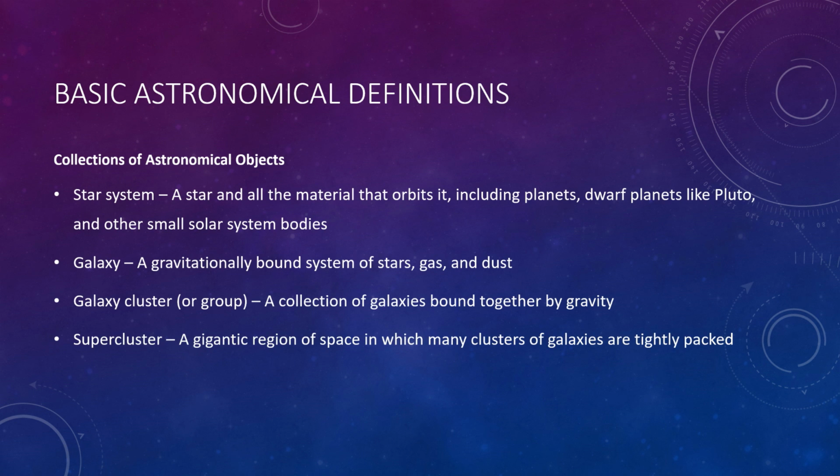And then clusters form larger clusters called superclusters. So these are just giant regions in space where there's many clusters of galaxies tightly packed together. We then have, of course, the universe as a whole, which is just the total sum of all matter and energy, all of it, everything. That's what we consider the universe.